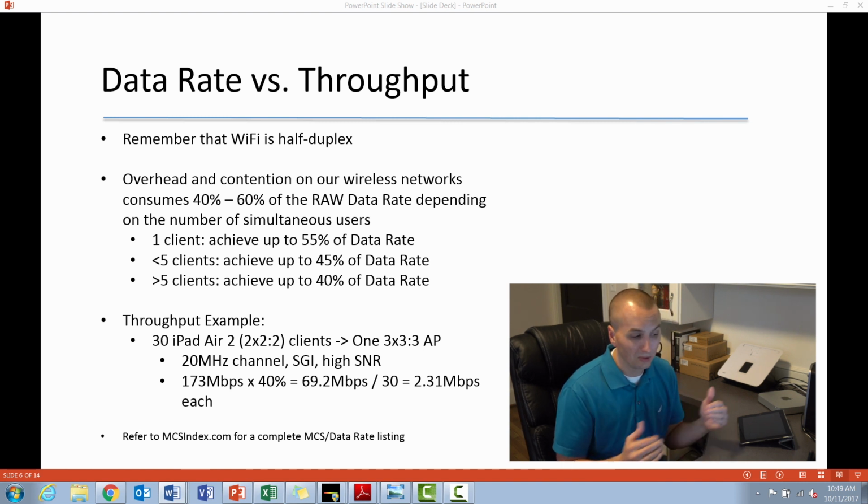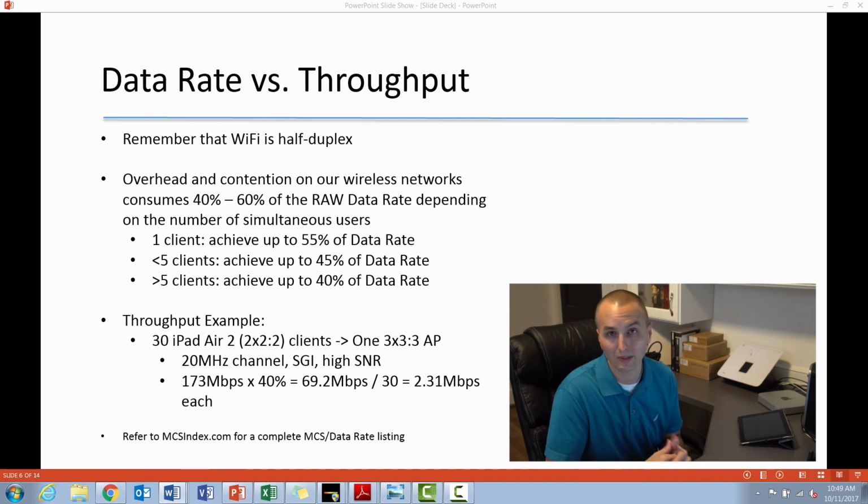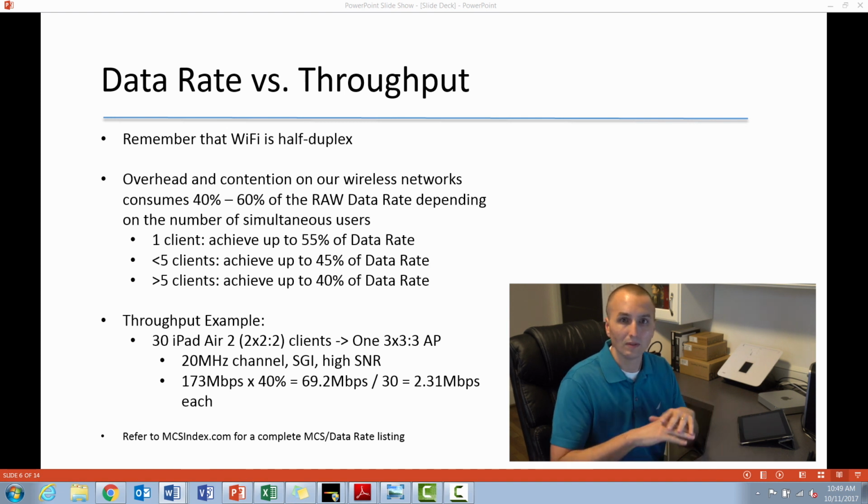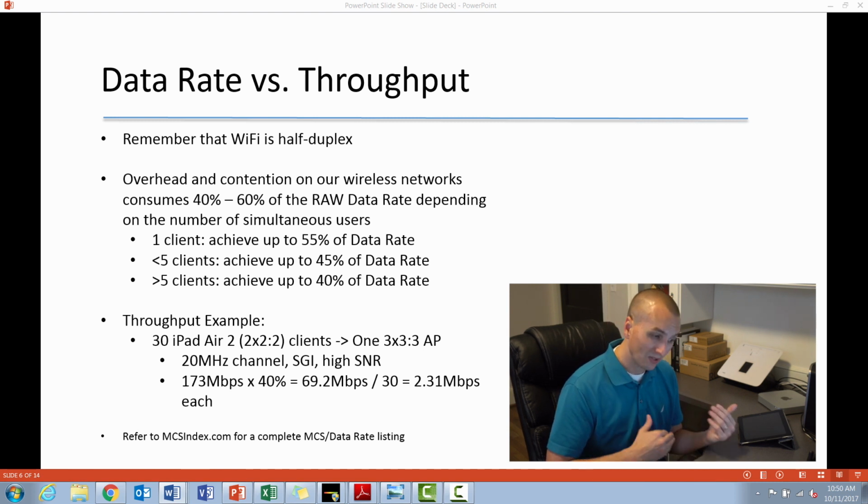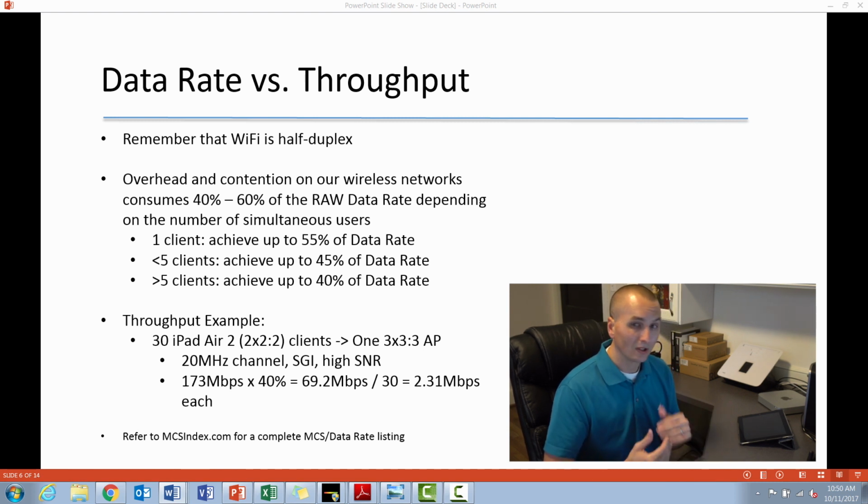But a quick little throughput example: let's say you have 30 iPad Air 2s. Those are 2x2 devices. One AP is a 3x3 AP. So typical stuff, we're just going to keep it simple. 20 MHz channels, short guard intervals, and let's say high SNR. Let's assume just a really clean space, right? So those devices are getting a 173 megs a second data rate. Being that there are 30 of them, you're going to achieve maybe 40% of your data rate.